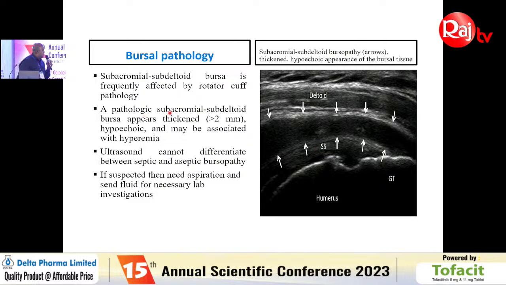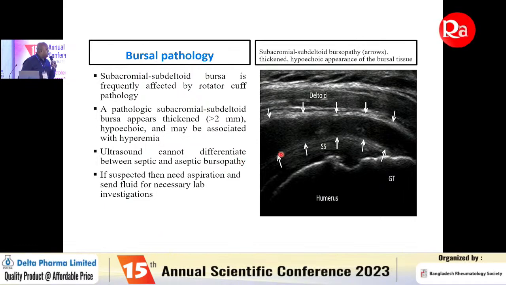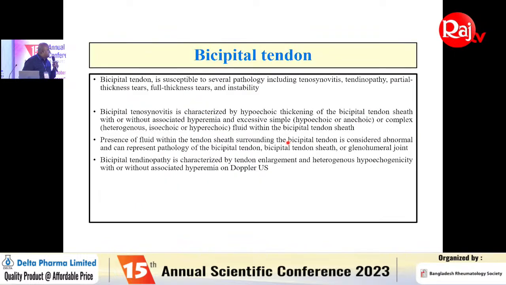The pathological subacromial subdeltoid bursa appears thickened more than 2 mm, hypoechoic, and may be associated with hyperemia, that we see over here, between the deltoid and supraspinatus muscle. Ultrasound cannot differentiate between septic and aseptic bursopathy. So if we suspect septic bursopathy, we should aspirate and send for culture sensitivity and Gram stain. In the bicipital tendon, we can have two kinds of findings, bicipital tenosynovitis and tendinopathy. Tenosynovitis shows hypoechoic thickening of the bicipital tendon sheath, with some fluid around the tendon. But in bicipital tendinopathy, there will be only tendon enlargement and heterogeneity, with no fluid around it.